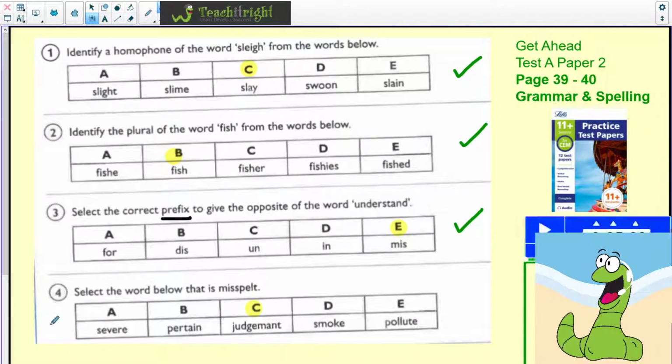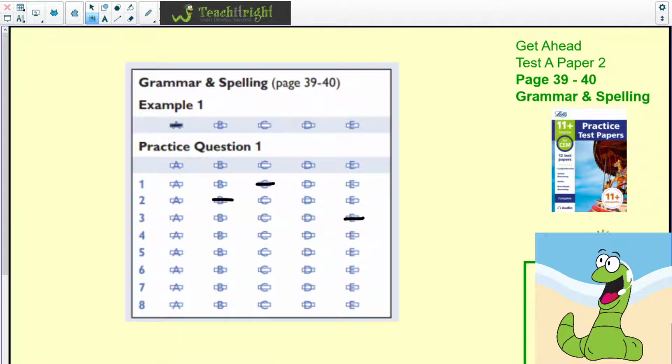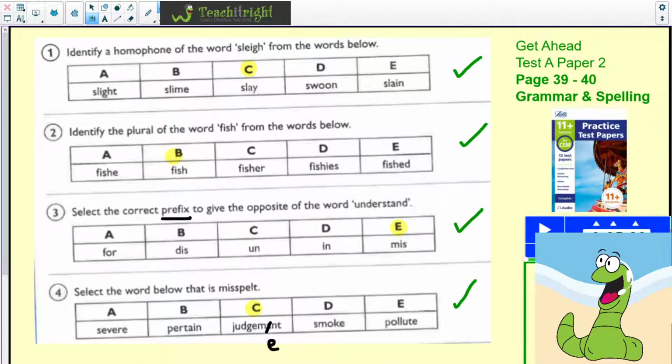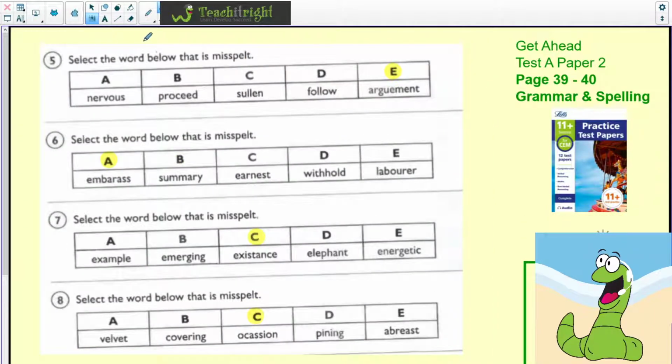And then if we have a look at number 4, select the word below that is misspelt. Well, the answer is judgment because it should be ENT for judgment. So it is important that you make sure that that's an E. Okay, but you've hopefully identified that as a spelling mistake. So that is C for number 4. Make sure, again, horizontal line. And we'll go on to number 5. Select the word below that is misspelt. Well, it's argument, because it doesn't require the E. So well done if you spotted that. So we've got E for number 5.